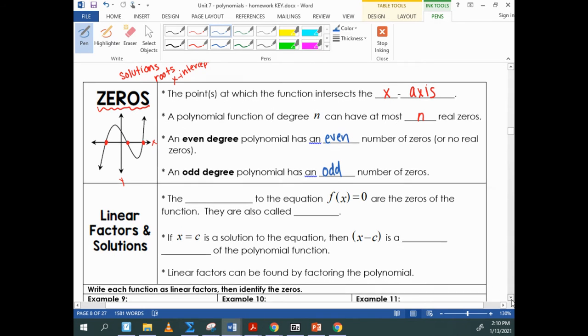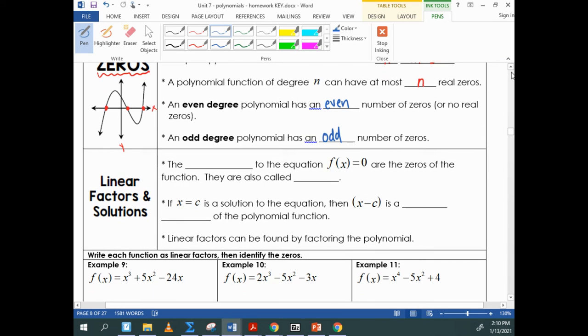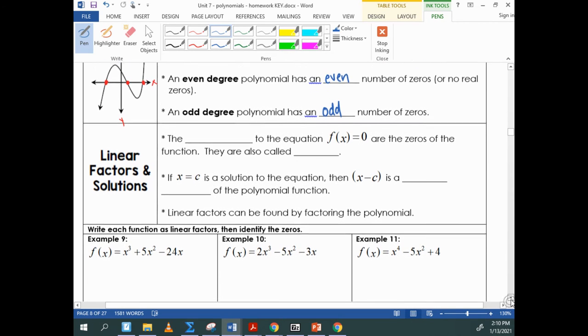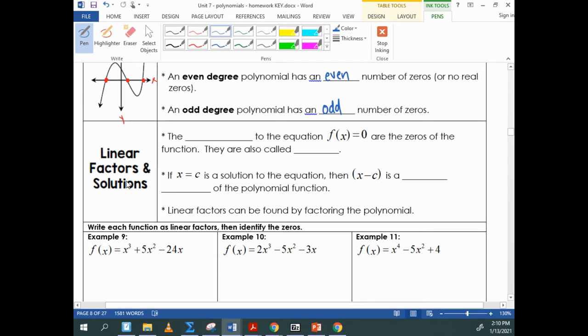Okay, so to find zeros, because that's going to be pretty important in our lesson today. But basically, this is just like our 7-1. We're going to solve. So the solutions to the equation, when we set it equal to 0, those are what we call the zeros. They're also called roots. They're also called x-intercepts, but the solutions and zeros is what you're going to consider.